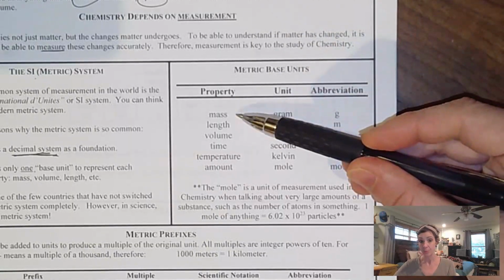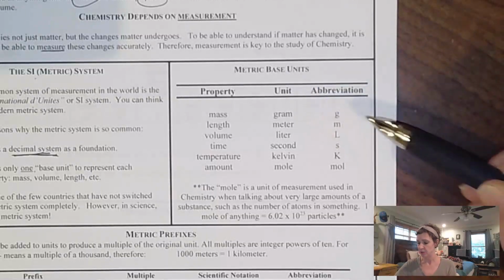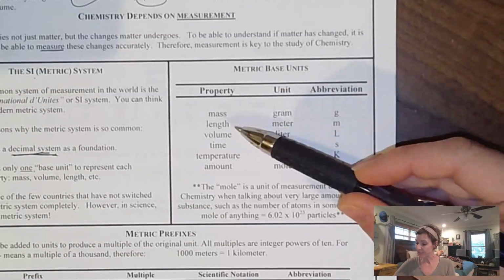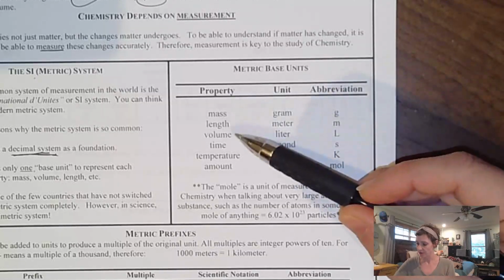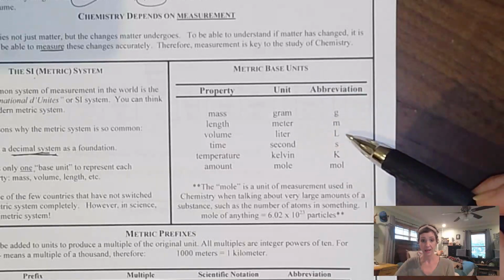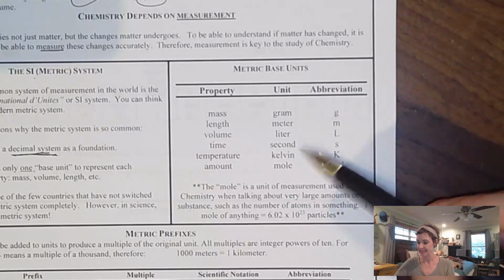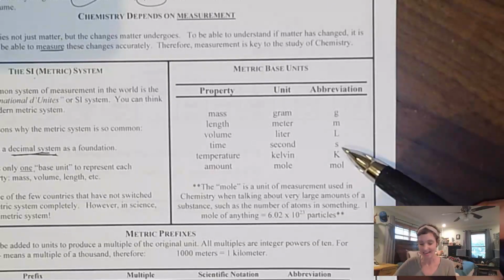For mass, we use gram. The symbol is a cute little g. For length, we measure in meters. The symbol is a cute little m. The volume is liters, capital L. Time is seconds, or s, not capital, lowercase s.